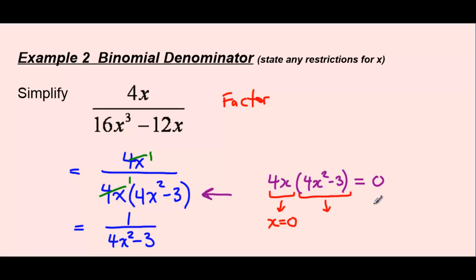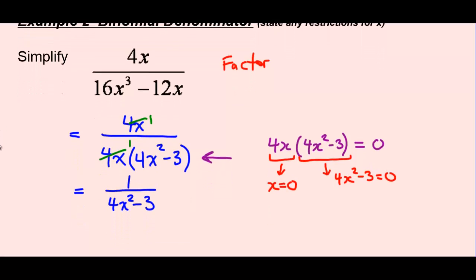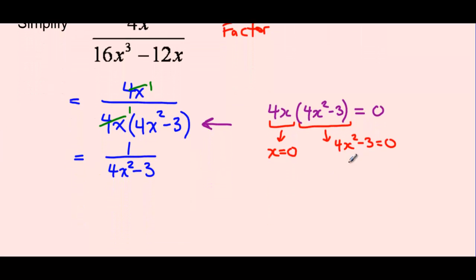Well, that's a little tougher to see right offhand, so I'm actually going to write this separately as an equation. 4x squared minus 3, we want that to equal 0. So let's rearrange and solve. 4x squared minus 3 equals 0. Let's move that 3 over and then divide by 4. So we'll have x squared equals 3 over 4.